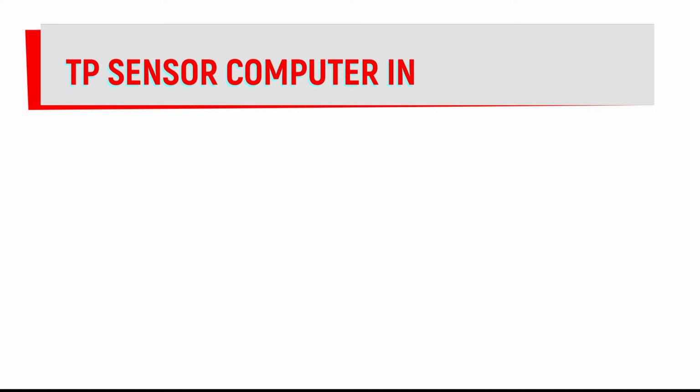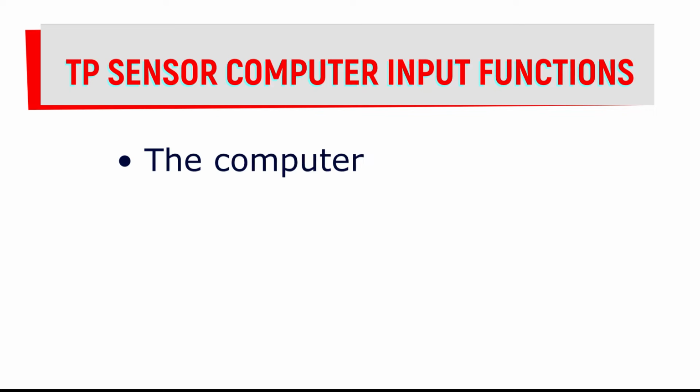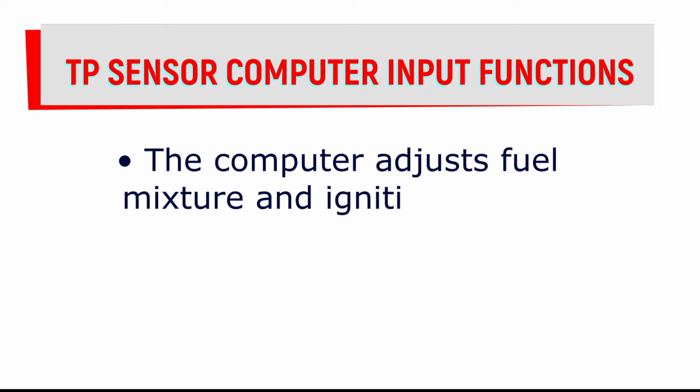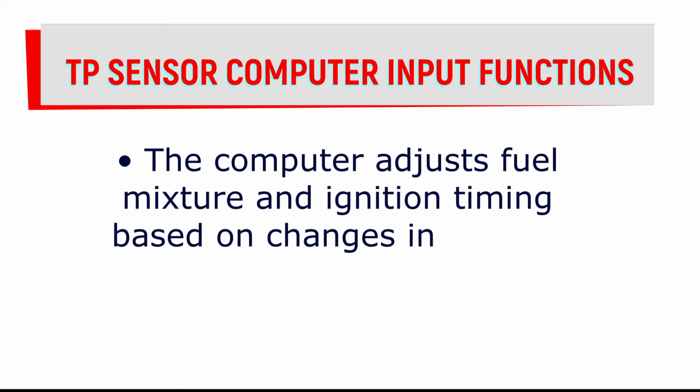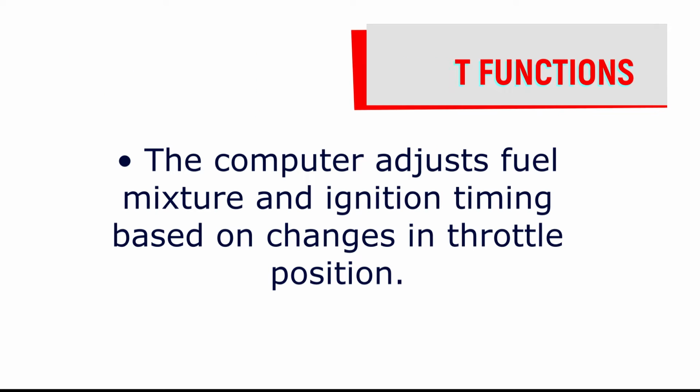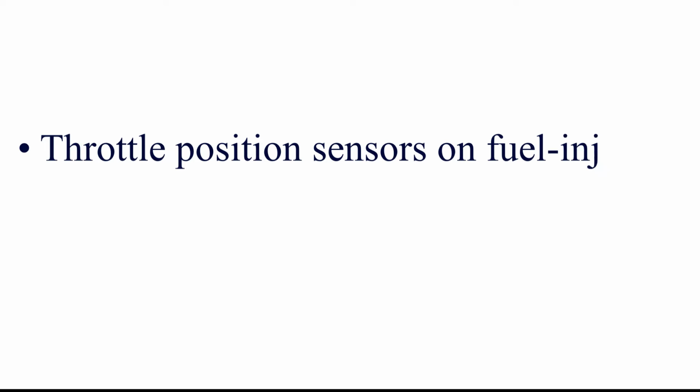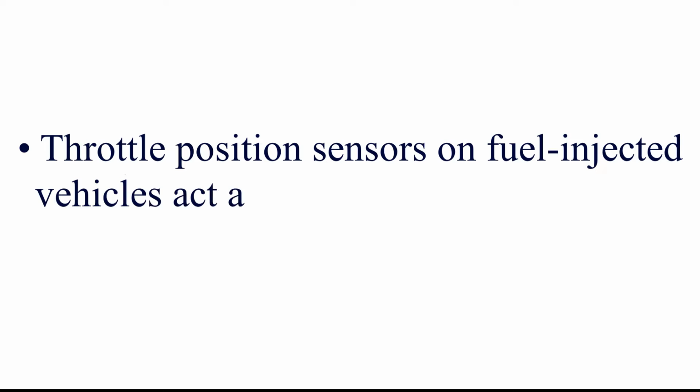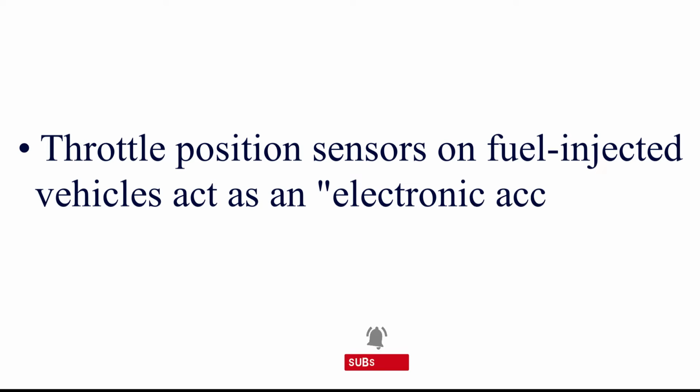Functions of the TP sensor: computer input. The computer senses any change in throttle position and changes the fuel mixture and ignition timing. The throttle position sensor used on fuel-injected vehicles acts as an electronic accelerator pump. This means that the computer will pulse additional fuel from the injectors when the throttle is depressed.